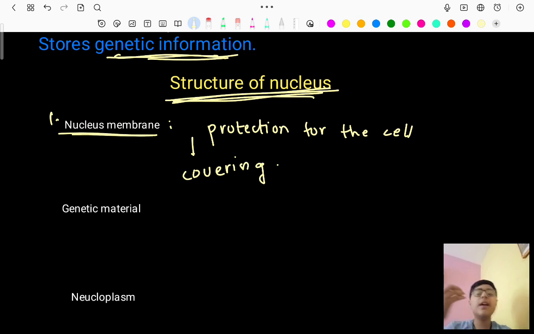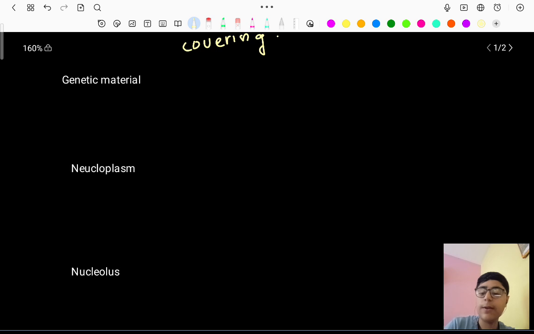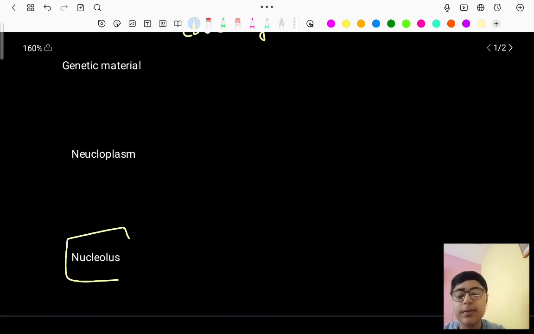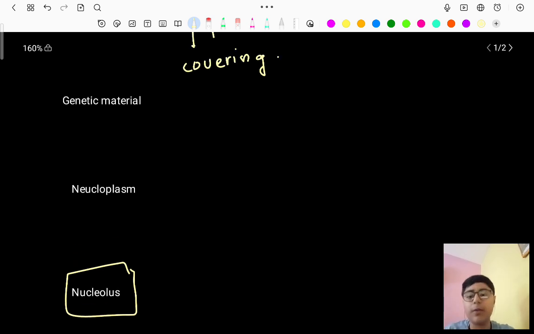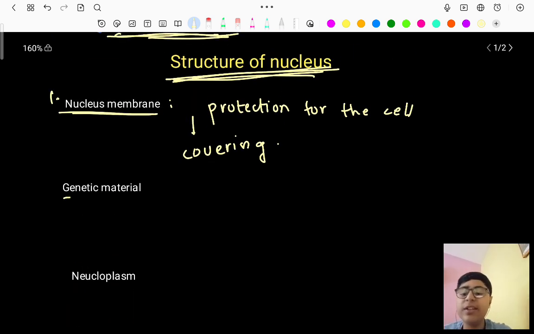It is basically the covering which protects the cell, which protects the nucleus in this case. And why? Because it has another thing, which is here, that is nucleolus. Nucleus is the actual part which has the genetic material, with the chromatin threads which are found in the nucleus, basically present in the nucleolus part of the nucleus. Okay, now it is a genetic material.